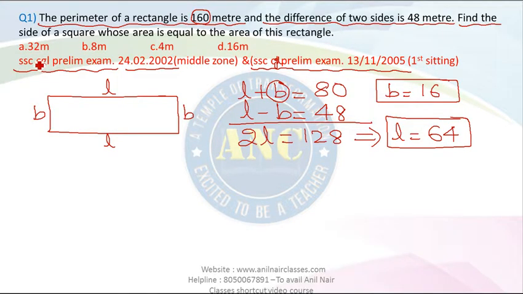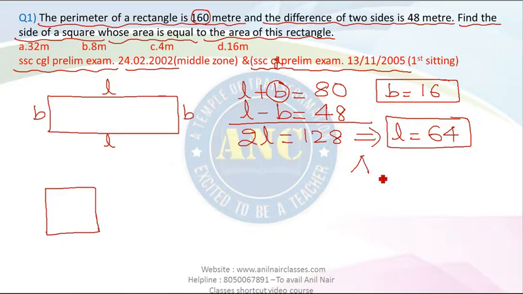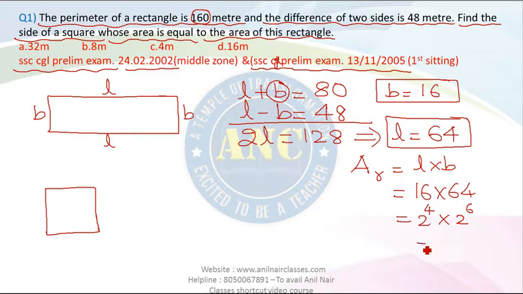Find the side of a square. There is a square like this. I need to find the side of a square whose area is equal to the area of the rectangle. Now, I know the length and breadth of the rectangle. Area of the rectangle is length into breadth, that is 64 into 16. Now, 16 is 2 power 4, and 64 is 2 power 6. That means 2 power 10 is the area of the rectangle.